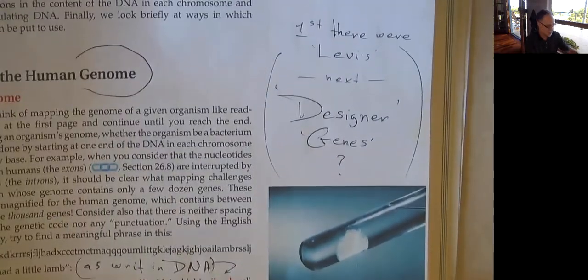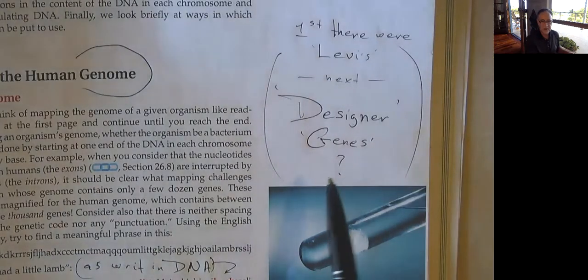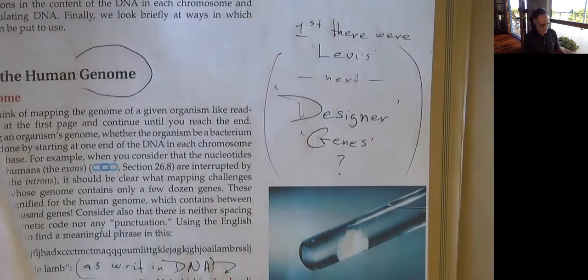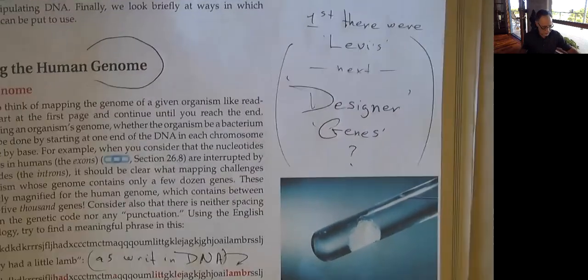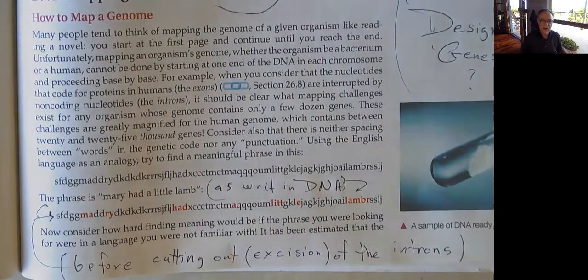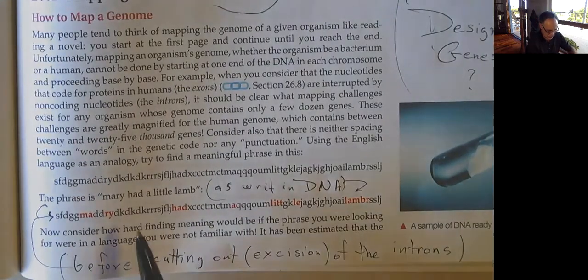Here's a little picture of some DNA in a test tube. I worked at a company that made custom lengths of DNA. We jokingly called them designer genes. So DNA, as you know, is a really long molecule, and it's written from one direction to another, 5' to 3'. And last time we talked about the introns and exons.